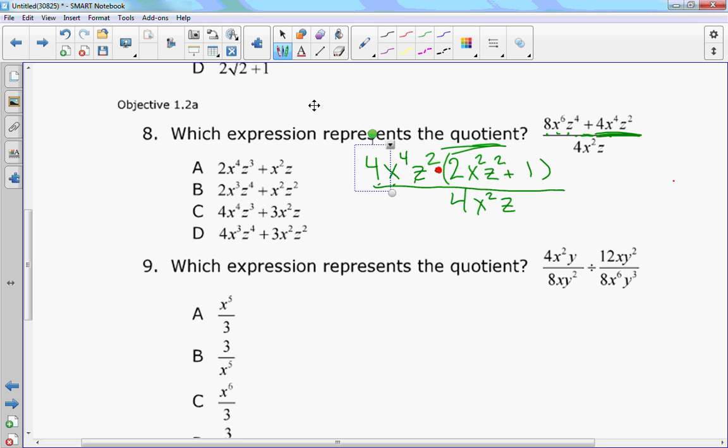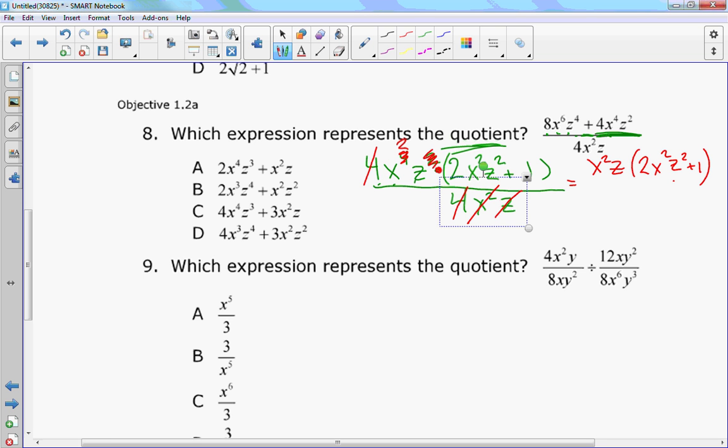4 divided by 4 equals 1. The x's, let's have x to the 4th divided by x squared. So I take off 2 there, I take off 2 here, and it becomes x squared. How many of these can I take off? 1. I take off 1 here, I take off 1 here, which becomes a z. So I'm left with x squared z times 2x squared z squared plus 1.